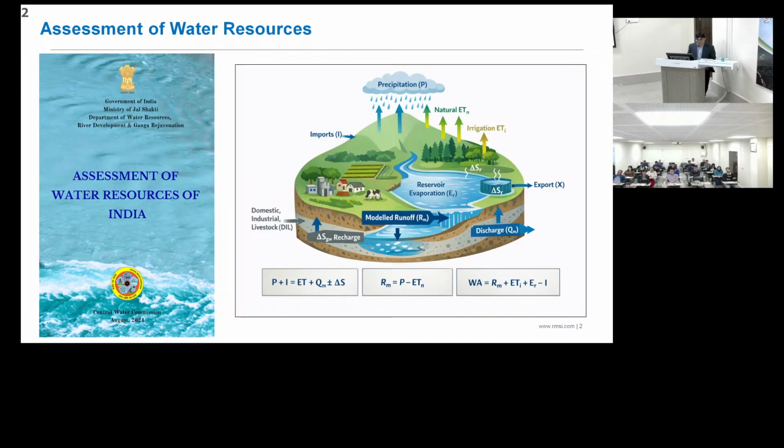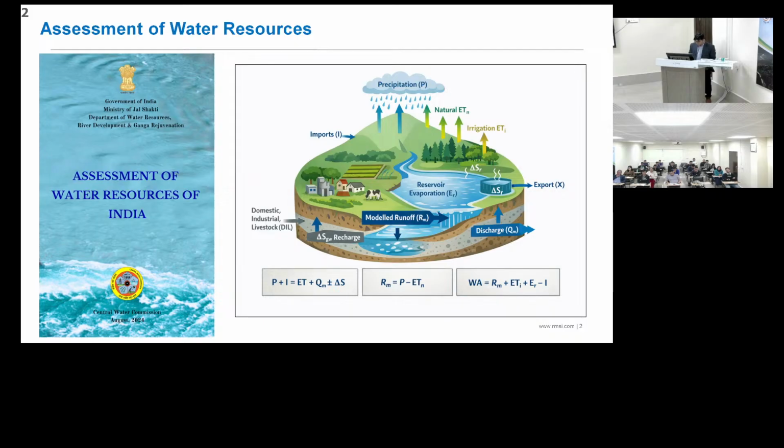the reservoir evapotranspiration losses. Then export is nothing but the changes in the discharge, and discharge being measured as the changes in the system, whether it is changes in the reservoir or changes in the soil moisture. And model runoff is nothing but if you deduct the losses from the precipitation and inflow, this would be your model runoff.